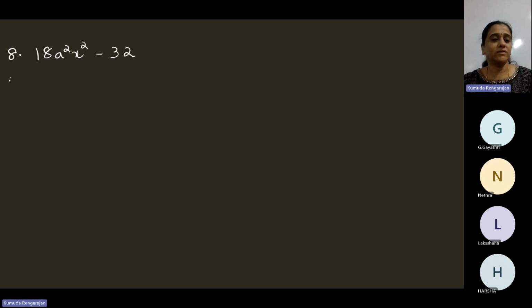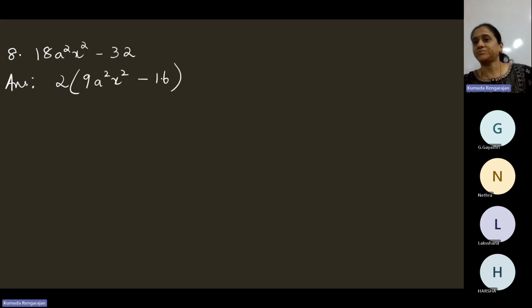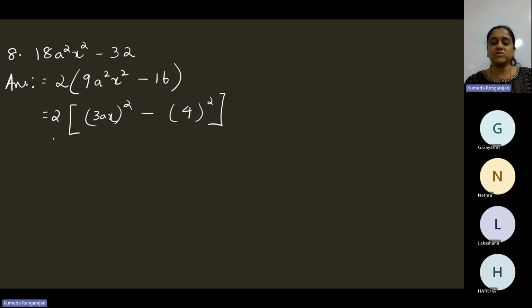Okay, so we have to first apply what I call the golden rule. Whenever there's something common, you should take out the common factor. So what's common between these two terms? 2 is common. Take out the common factor 2. So you have 9a squared x squared minus 16, times 2. Now, perfect square minus perfect square. So what in the bracket? 3ax and 4. So this is the form a squared minus b squared.